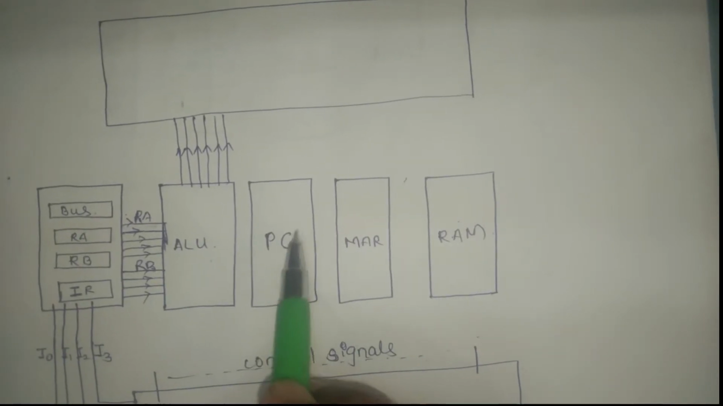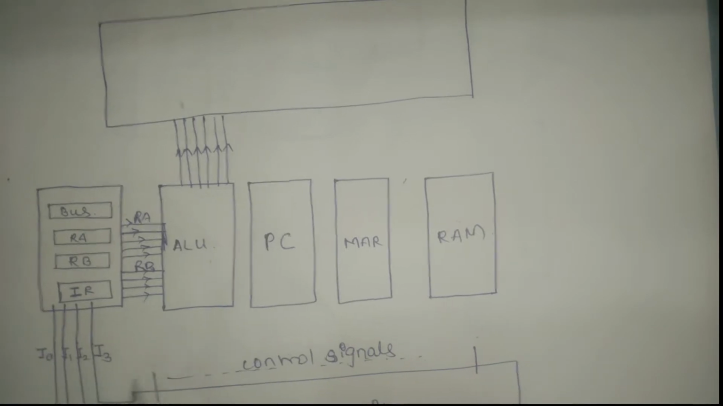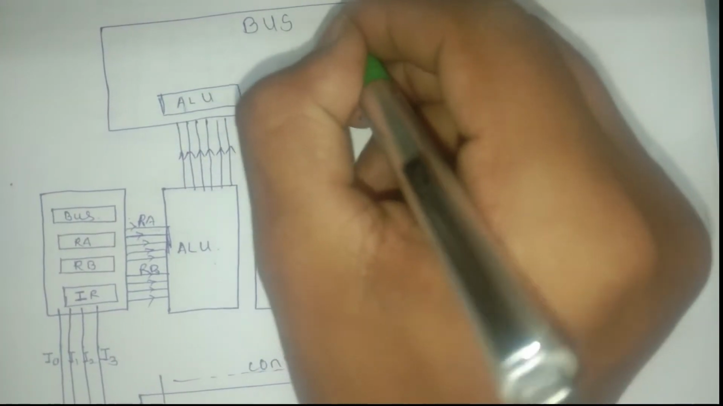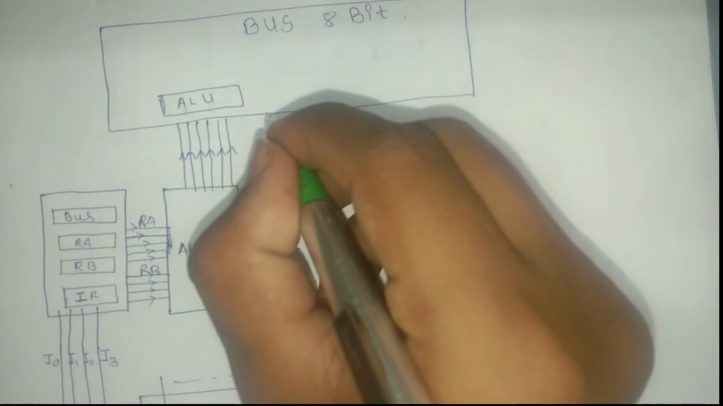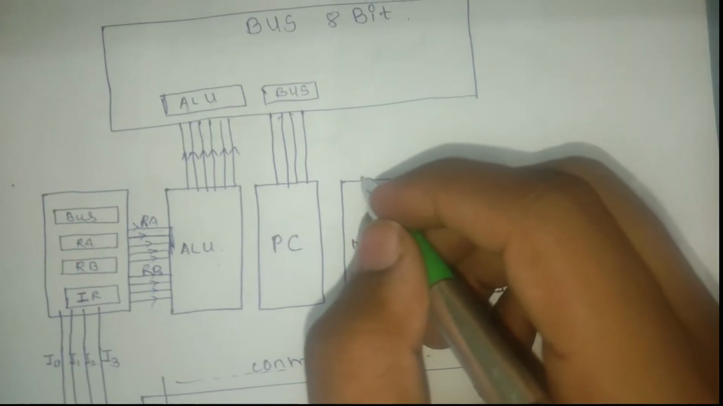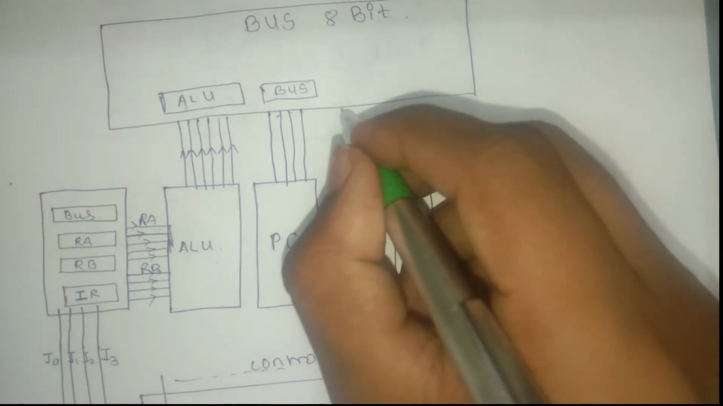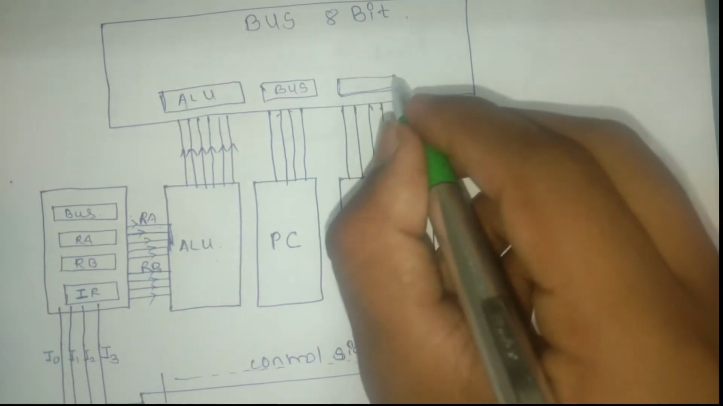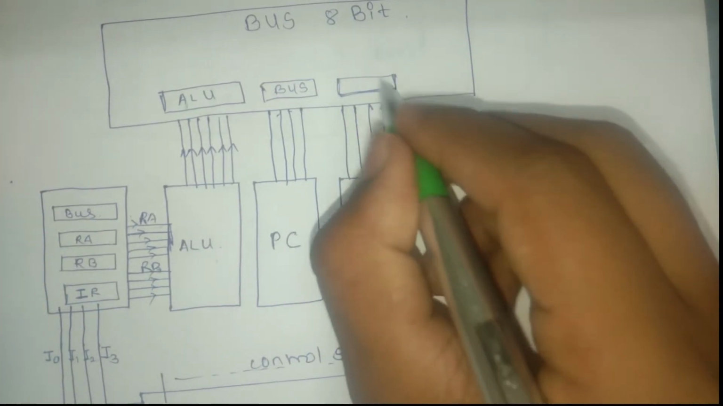Now what about the program counter? How will this program counter be connected? This program counter will be directly connected to the bus. So this is the connection from the ALU to the bus. This is our bus, 8-bit. These are the connections from the ALU. Now the program counter is 4-bit and it will connect to the bus. Then our memory address register will also be connected to the bus. It is also 4-bit, as I have discussed in the previous videos.